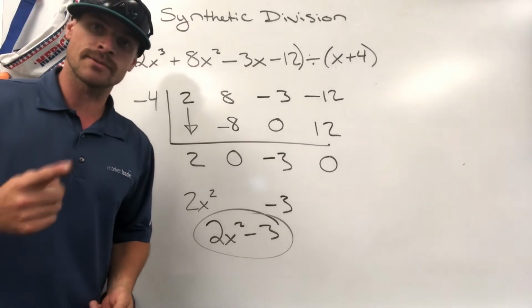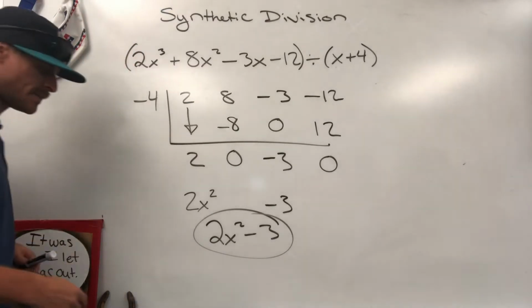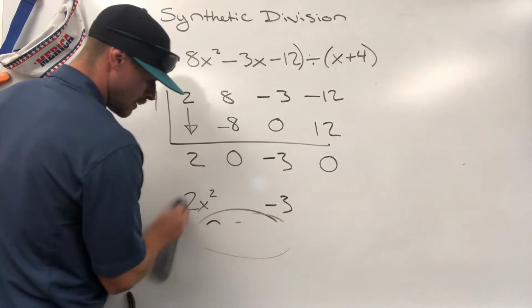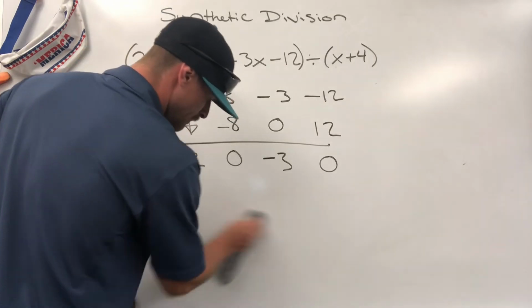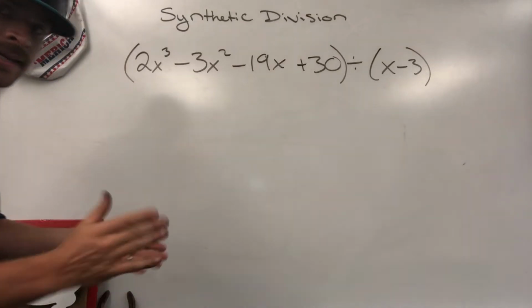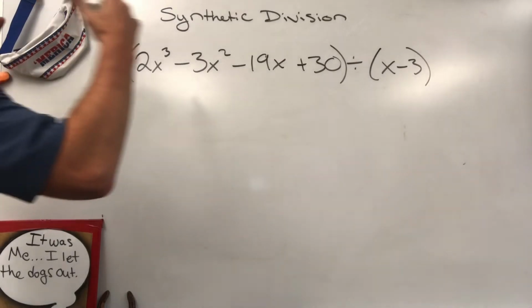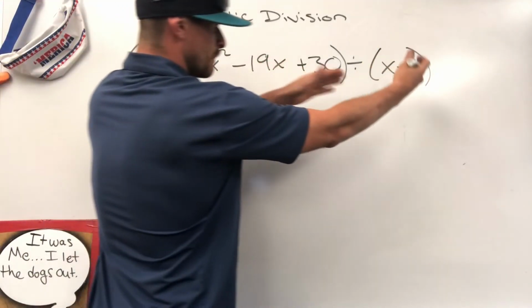Let's do it one more time just to make sure you get the hang of it. You can pause the video, try it on your own. I'll give you a new problem up here. Let's just see if I can do a little bit of magic and make it appear. Back at it again. Here we go. I've got a 4-term polynomial being divided by a binomial.